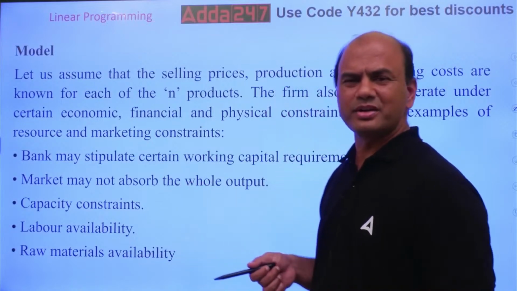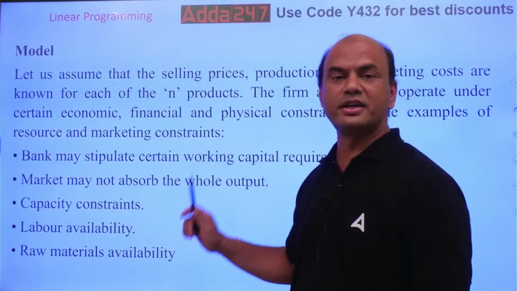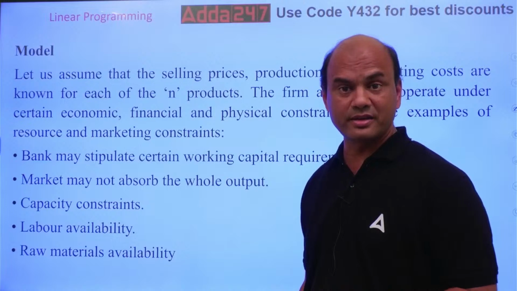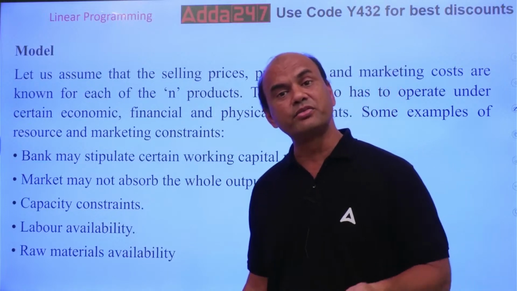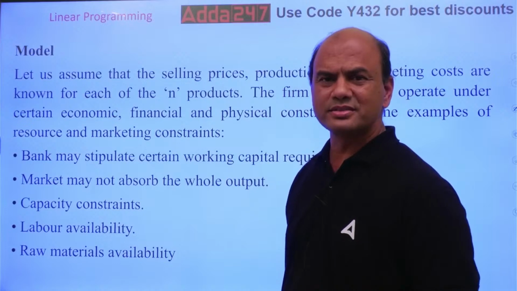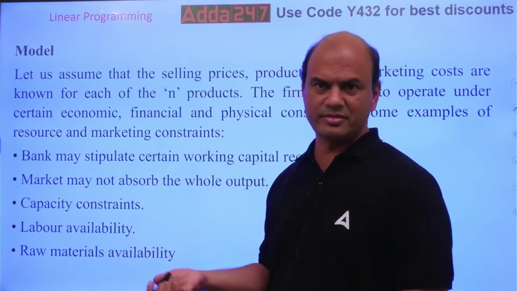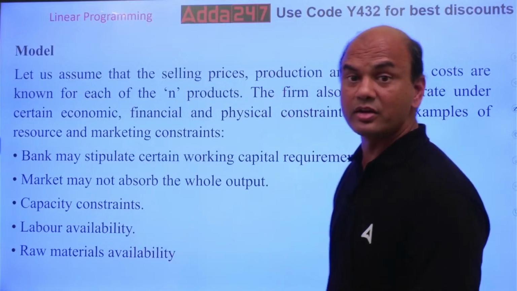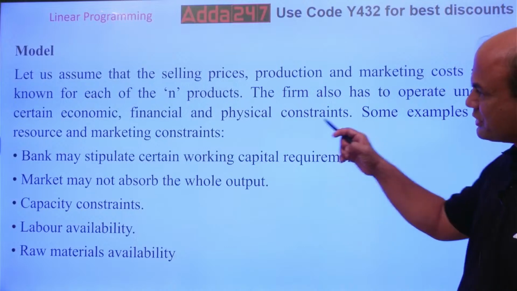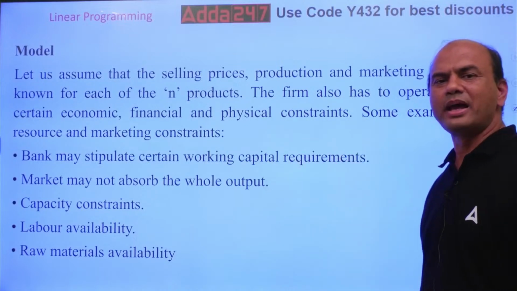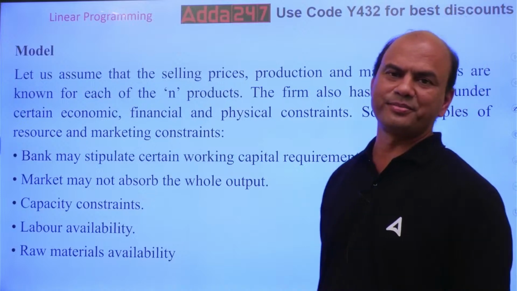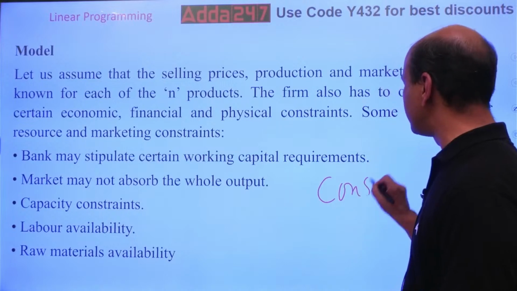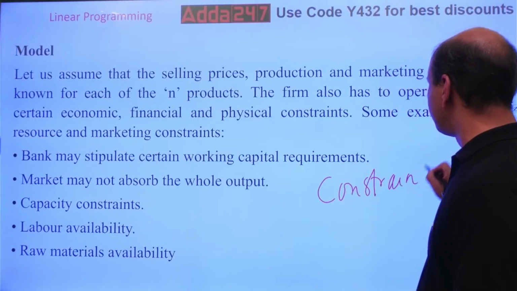Okay, there's no market for it. Capacity constraints means machine time. My employees are a problem, means employees might go on strike. My machine time is not enough. My machines are older ones. Labor availability. I may not get the labor. Raw materials availability. I may not get the raw materials. So there can be 1,000 problems. These are only 5. I can have 5,000 problems in any company. Right? So these are known as constraints. Constraint means limitation in which I have to live.